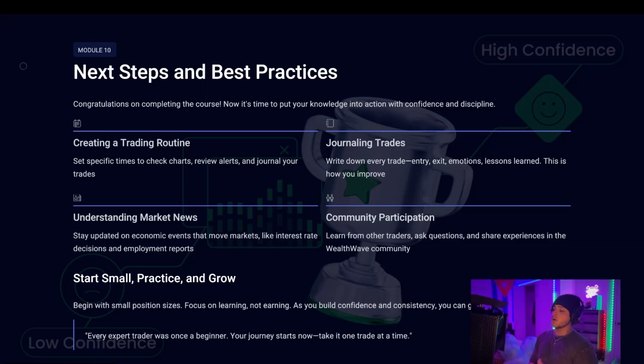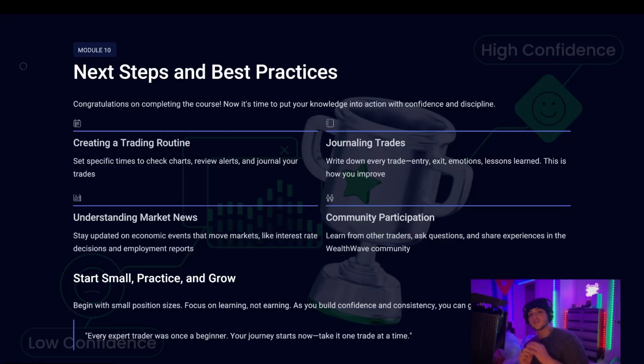Anyways, number one thing that we recommend is creating a trading routine. Set specific times to check charts, review alerts, and journal your trades, right? Normally, we like to wake up traders at 8 EST. I'm talking Eastern time here. If you're in bed and you wake up, you can do what you've got to do, make some breakfast, and then have some time to sit down and see the charts.